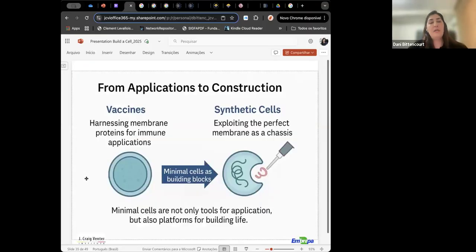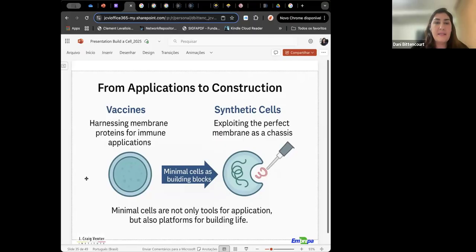But so far, I have spoken with you about using the minimal cell for an application. Now, we believe that the minimal cell also can be used for construction, or even to build synthetic cells completely from non-living parts. As I said, our synthetic cell is not considered a completely synthetic cell. It's just a cell with a synthetic genome. So now we are looking for new methodologies that will enable us to produce a completely synthetic cell.